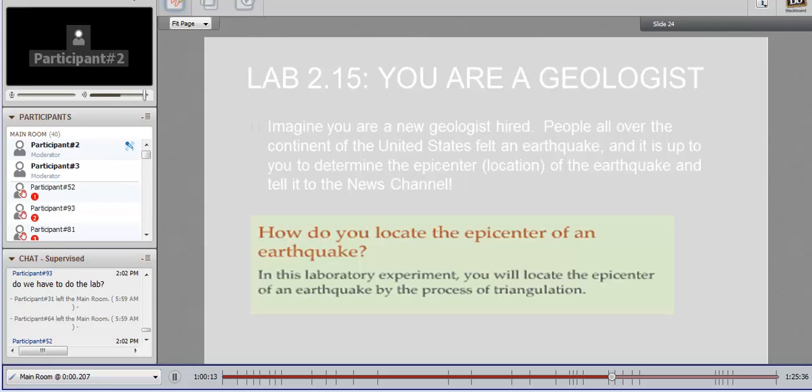How do you locate the epicenter of an earthquake? In this laboratory experiment, you will locate the epicenter of an earthquake by the process of triangulation. Huge word, simple concept, 3 points meeting. Form a triangle, and that's your point of focus.